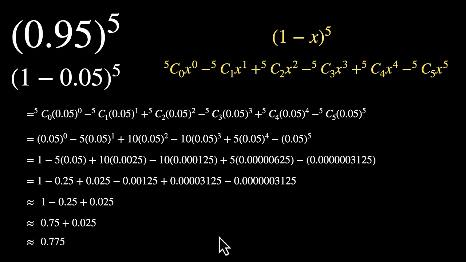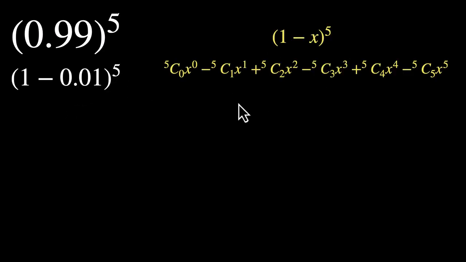Now, before we move on to the next one, let's check using the calculator how close this approximation is to the exact value. The exact value comes out to be 0.7737809375. If we divide this, we'll figure out that we're only 1.5% off. This error is very manageable, and this error reduces the closer to 1 the number is.